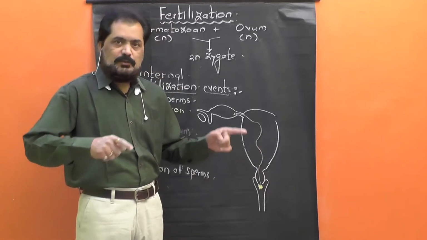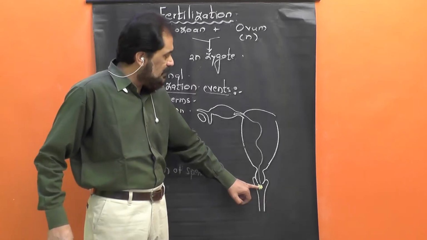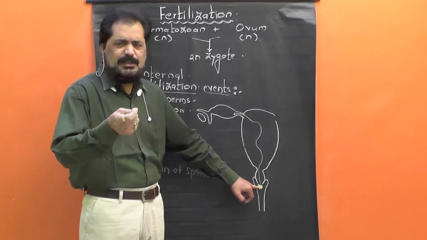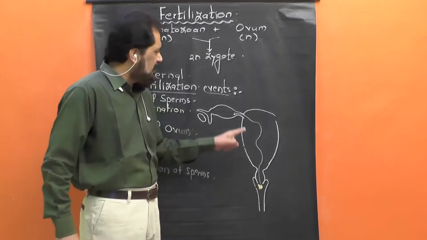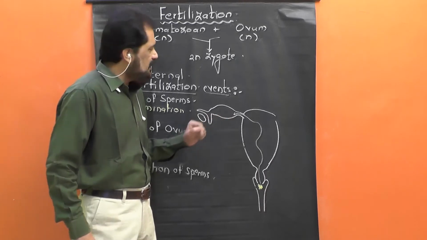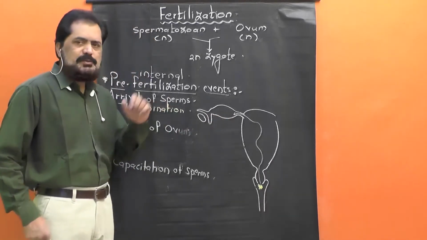And that's why, though millions of sperms get deposited here, only 100, 200, 300, few hundreds of the sperms can reach up to the ampulla part of oviduct. This is all about the arrival of sperms.